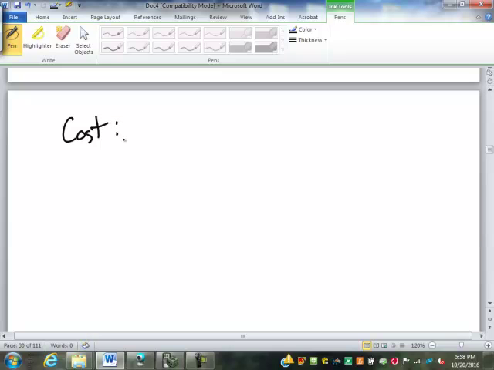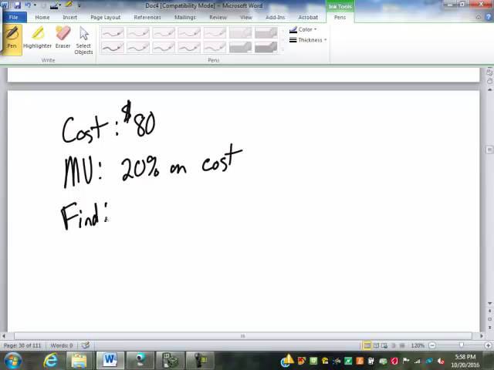So let's say we have an item that costs $80. Your markup is 20% on cost. Find the dollar amount of the markup.